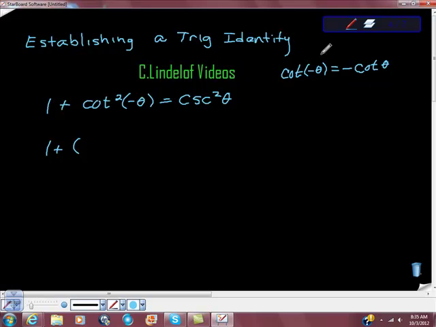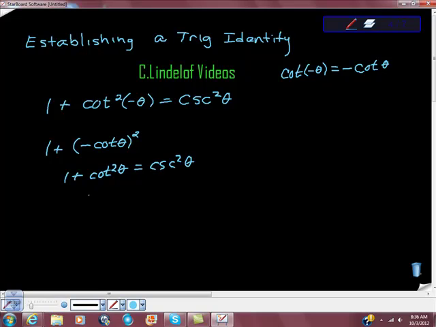So we're going to use this rule right here and just put it in here. We also know that cotangent times cotangent is cotangent squared theta, right? So this square is this one. These are equivalents. But when you square a negative, you get a positive. So you get 1 plus cotangent squared theta is equal to cosecant squared theta.